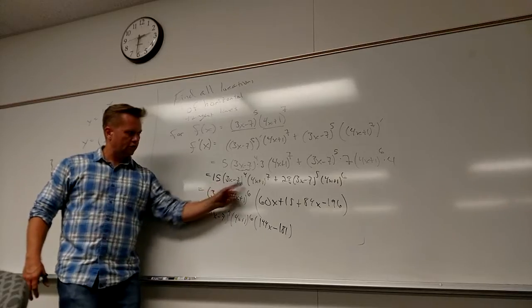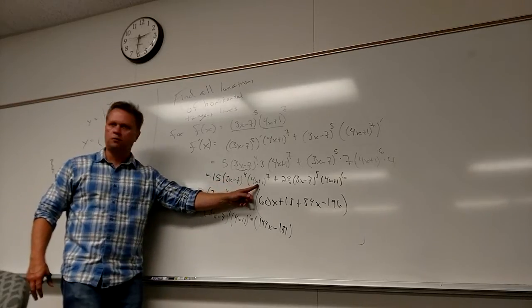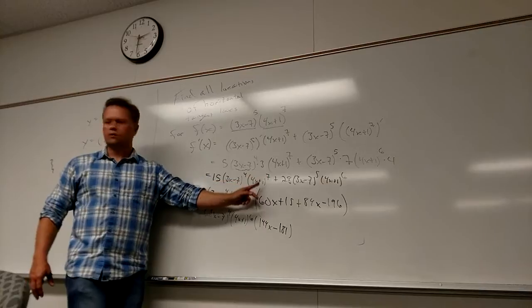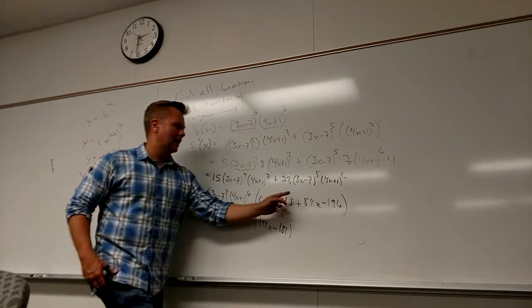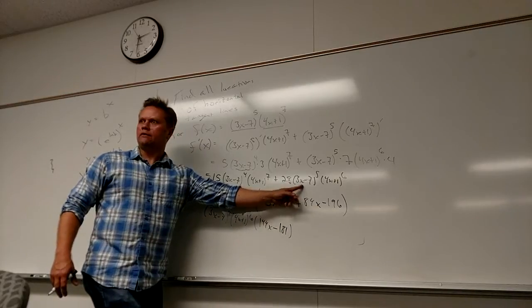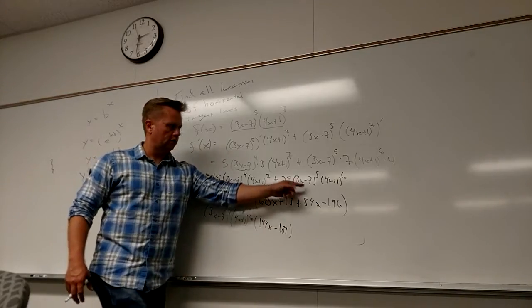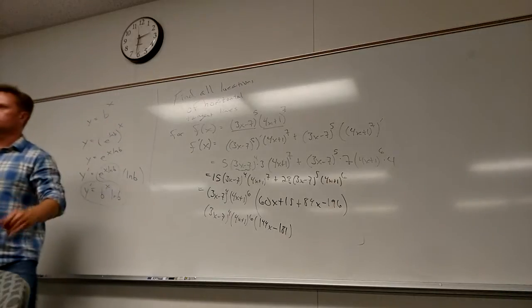And then what's left of this first piece then? 15 and a 4x plus 1, because I only took 6 of those. So 15 times 4x plus 1, bam. And what's left in this next guy? One of these 3x minus 7s and the 28. So then I multiply 28 through the remaining 3x minus 7.